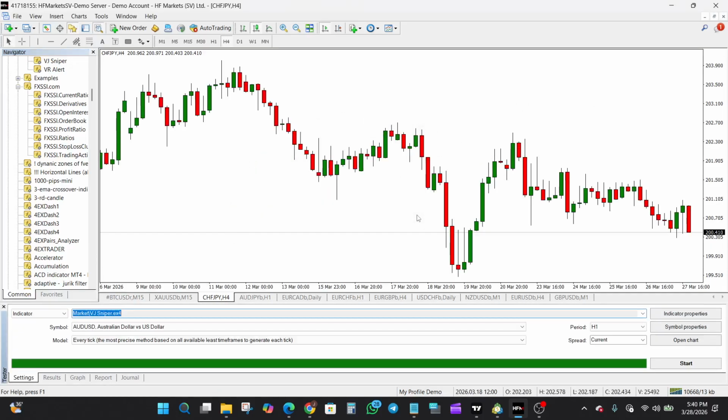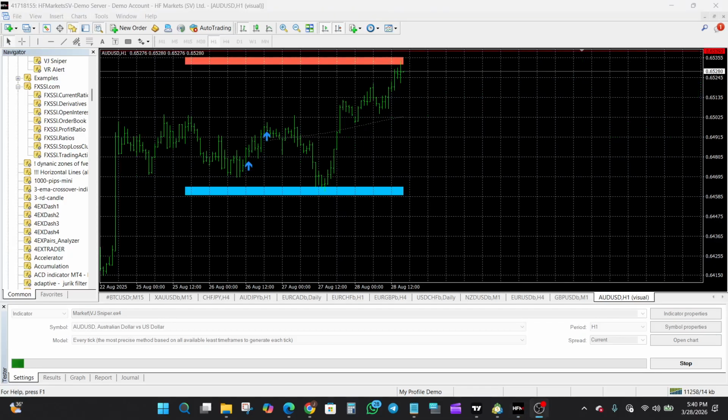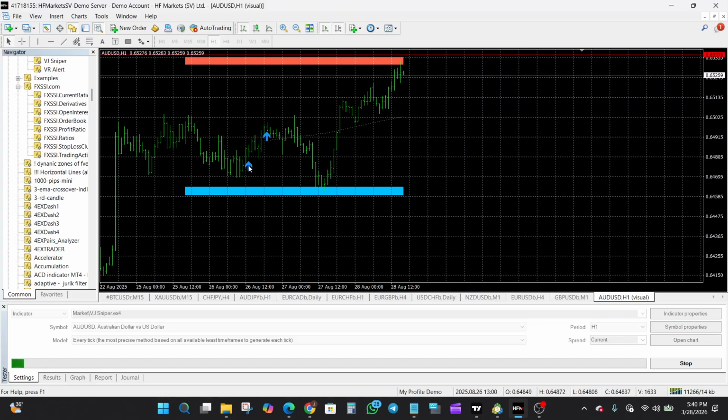Okay, so I'm just gonna click on start. All right, so as we can see, the indicator actually gives us precise buy and sell signals, with the aid of arrows, right?